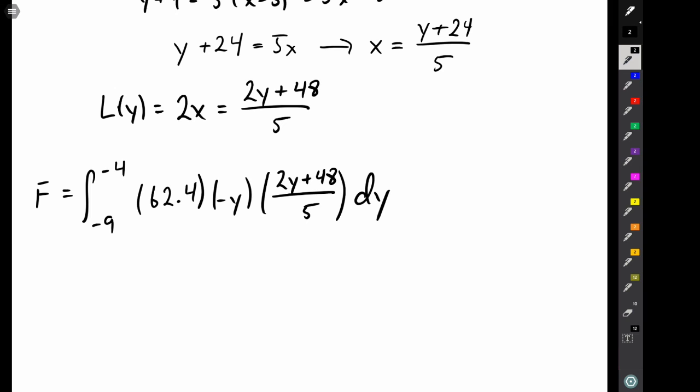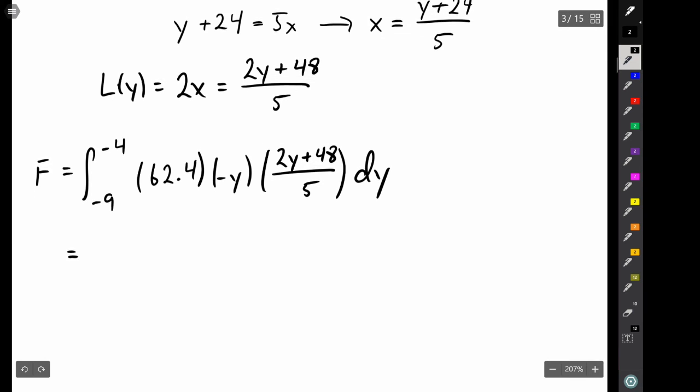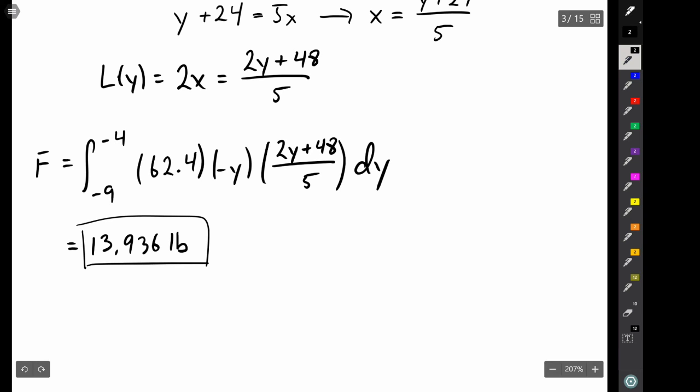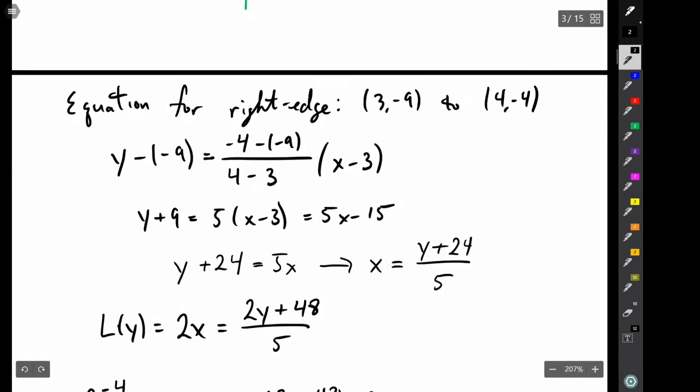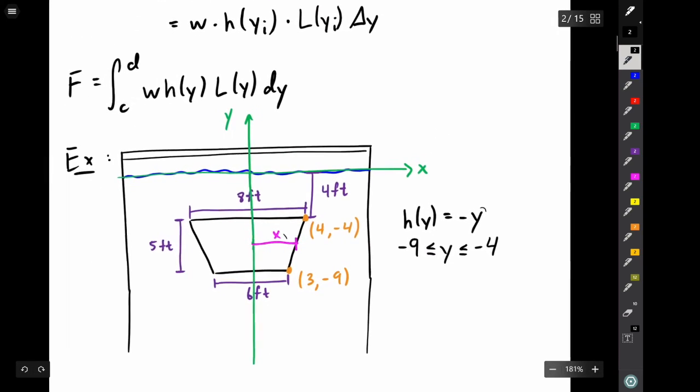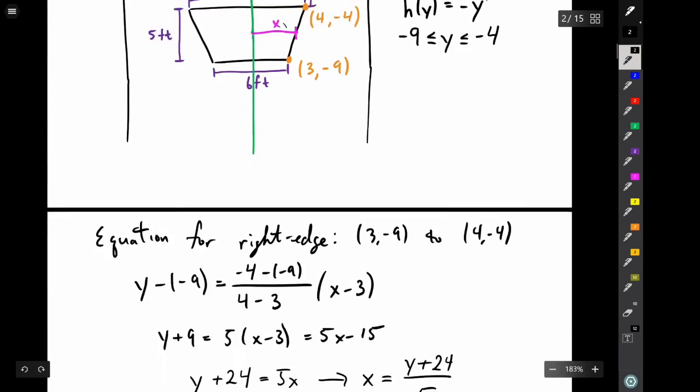So I'll just go ahead and write the answer here. I'm sure you all can compute something like this by now. The answer, once all is said and done, is 13,936 pounds of force. Again, the actual computation isn't the most interesting part. It's really setting up the integral. So hopefully this concept made sense, what's going on. And that's it.